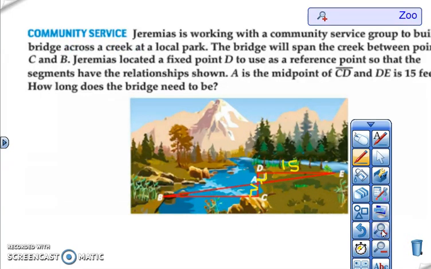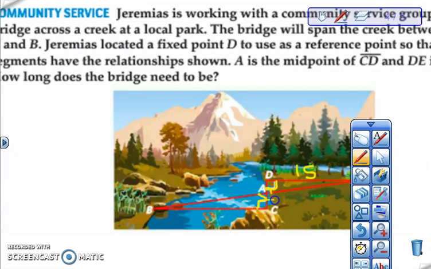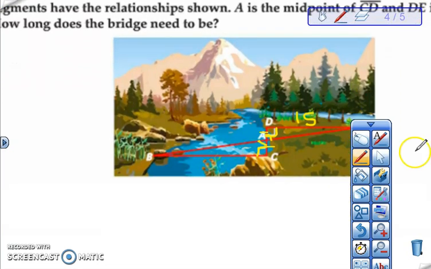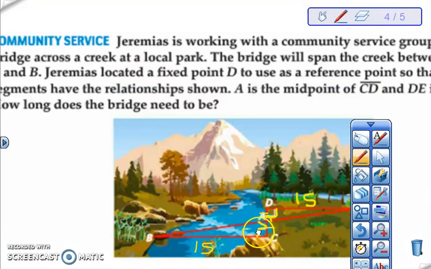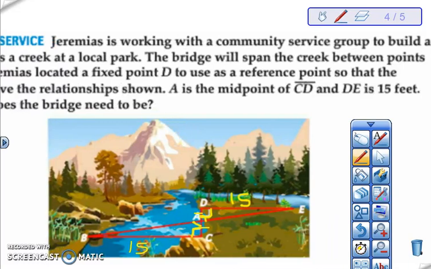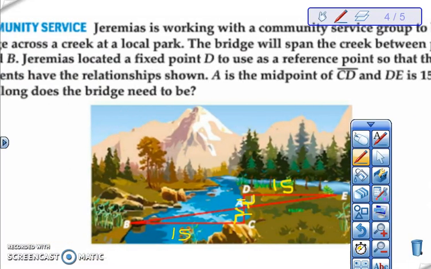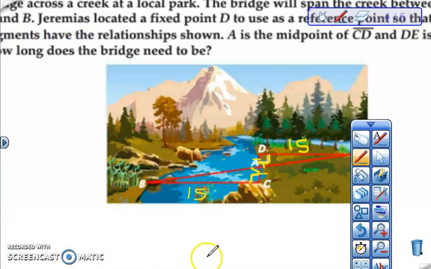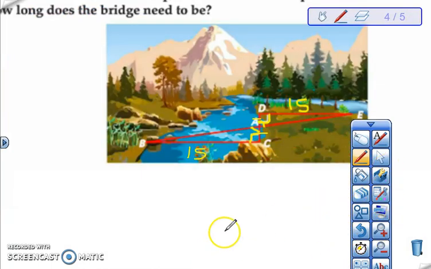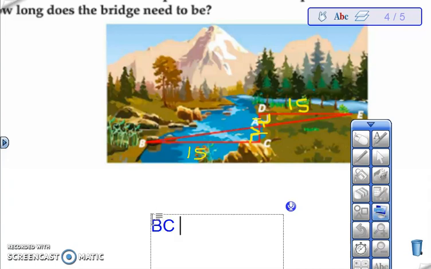If we have a midpoint at A, that means that this part of the line and this part of the line are the same. So it looks like we actually do have congruent triangles based on angle side angle. Therefore, the distance from B to C must also be 15 because BC and DE are corresponding parts of congruent triangles. So since the bridge goes from point B to point C, that is the answer to our question. So we're just going to say that BC equals 15.